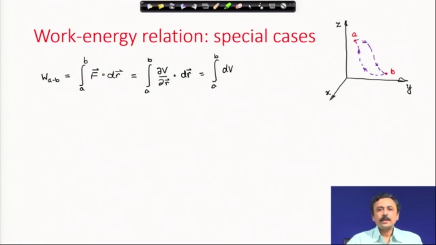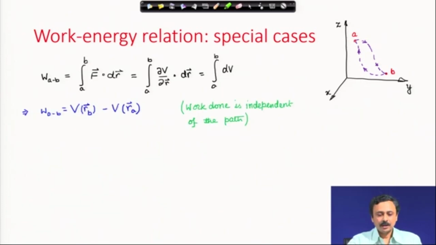Okay. So, once again, the right hand side of the work energy relation, which is the work done as the particle moves from A to B, is nothing but the integral of F dot dr from A to B, and this we had written as del V (del r) dot dr vector equals dV integral. Therefore, this work done is nothing but the change in the value of the potential function.